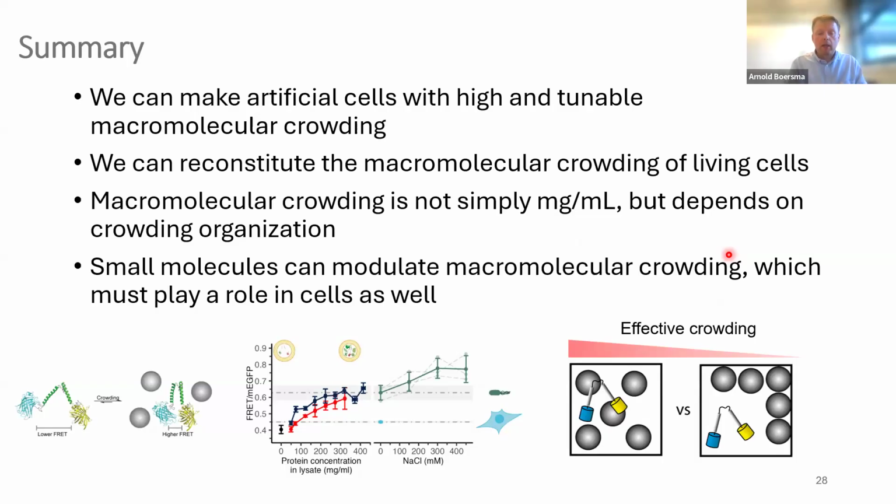We also see that the macromolecular crowding is not simply milligram per milliliter, which was already known, but we really see that it has a lot of different readouts, both in the cell and in artificial cells, depending on what you add. So small molecules should be able to and can modulate macromolecular crowding, and we also suspect that this can play a role in cells. For example, when we see cells adapting to osmotic stress and they have a different composition of small molecules that alter the interactions between the macromolecular crowders.